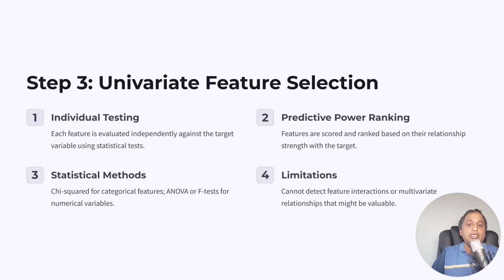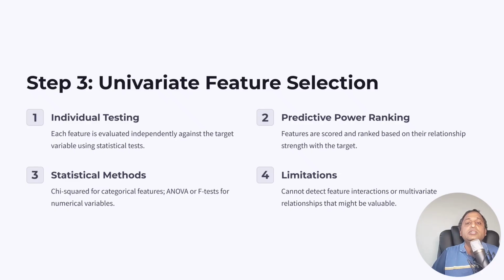Individual testing. Each feature is tested on its own, one at a time, using a statistical method. This means we look at the direct relationship with the target variable without considering other features. Then, predictive power ranking. Based on the test, we rank the features. The idea is simple: the more predictive a feature is on its own, the higher it ranks. This gives us a very easy way to prioritize which features to keep and which ones to drop.